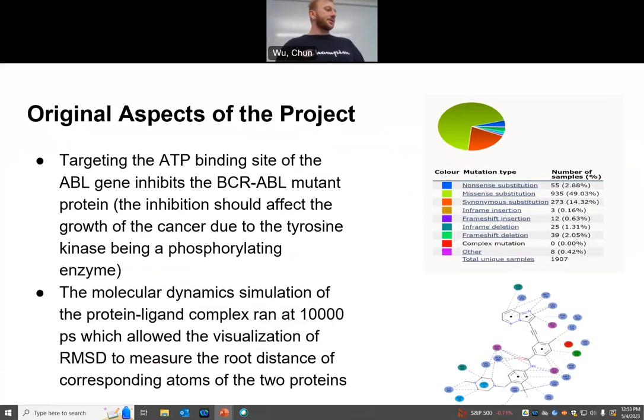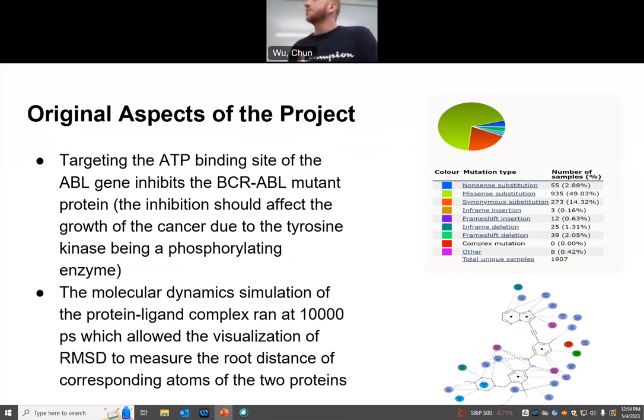Now, the original aspects for this project start off with targeting the ATP binding site of the ABL gene, which inhibited the BCR-ABL mutant protein. The inhibition should affect the growth of the cancer due to the tyrosine kinase being a phosphorylating enzyme. The molecular dynamic simulation of the protein ligand complex was run at 10,000 picoseconds, which allowed the visualization of RMSD, the root mean squared deviation, to measure the root distance of corresponding atoms of the two proteins.